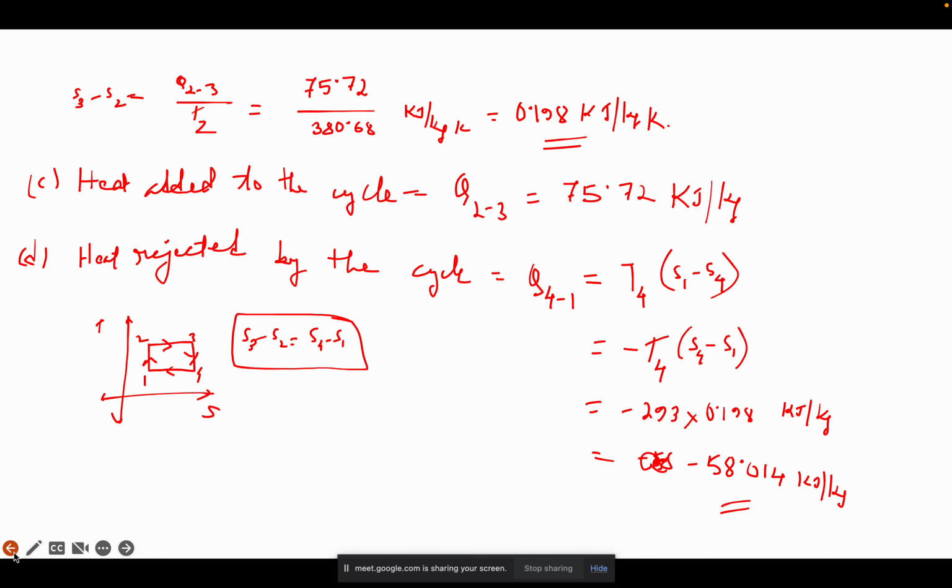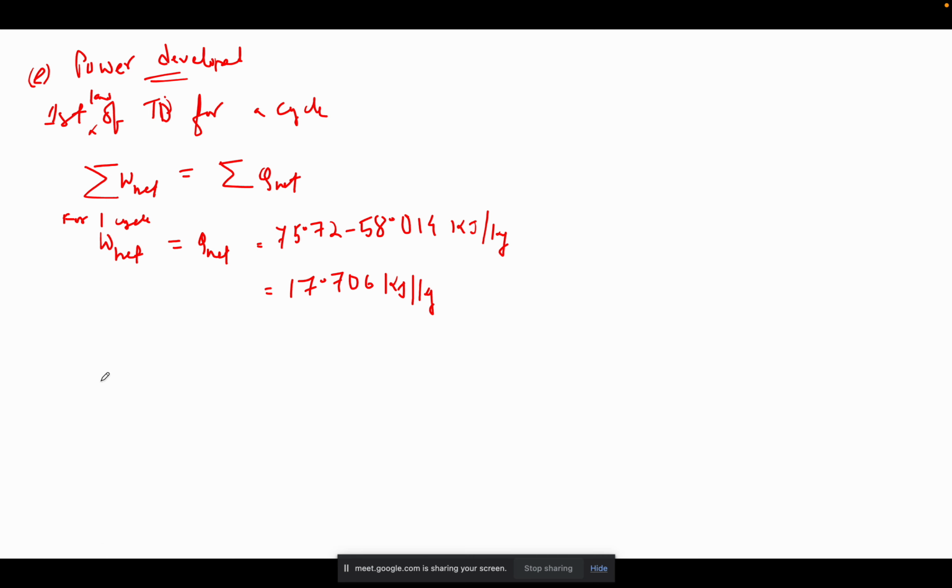Now it is telling us that there are 150 cycles per minute. Since there are 150 cycles per minute, that means in 60 seconds there are 150 cycles, so you have to calculate the power developed, that means in kilowatt.